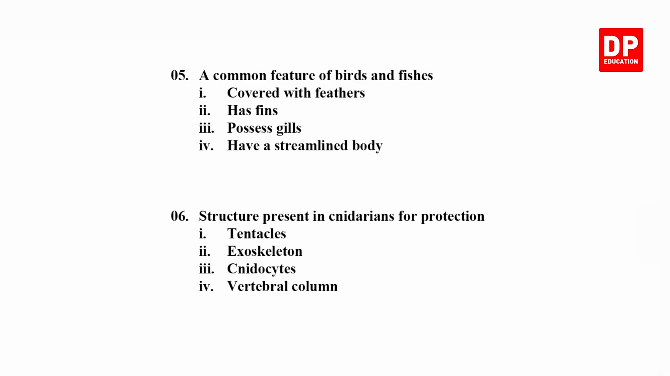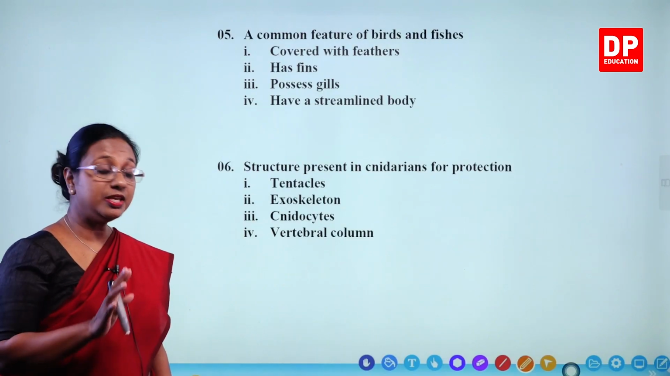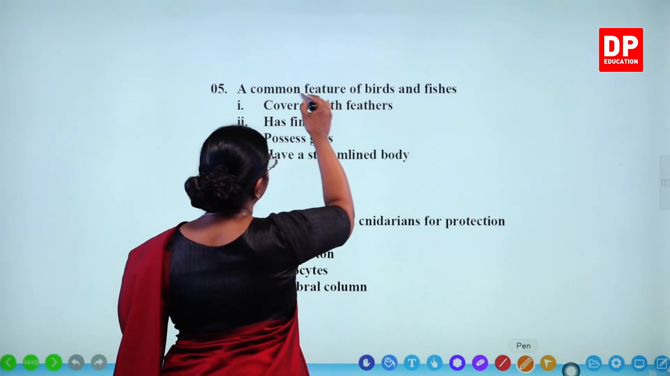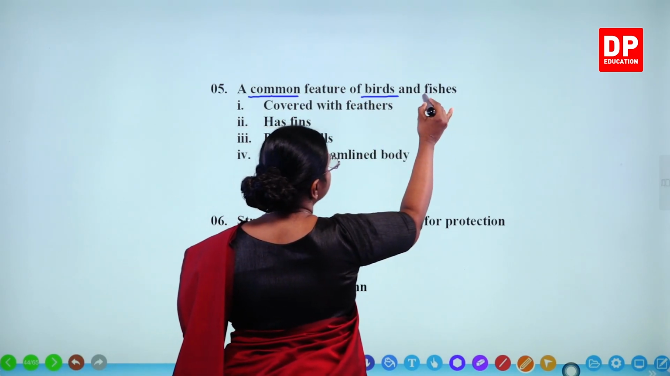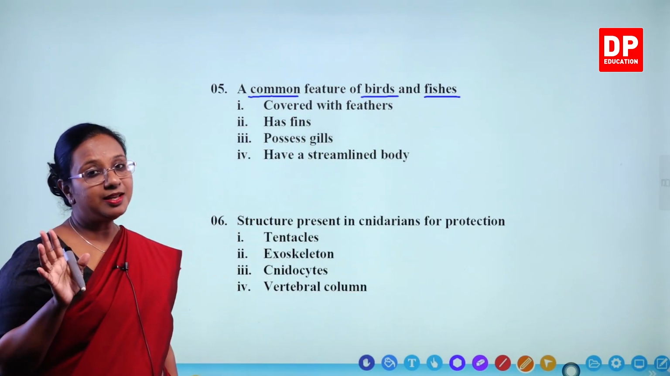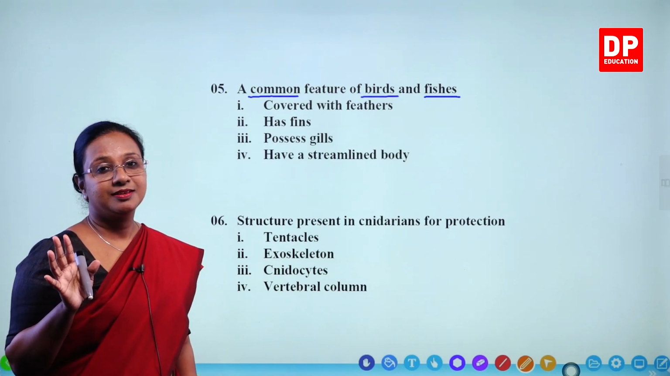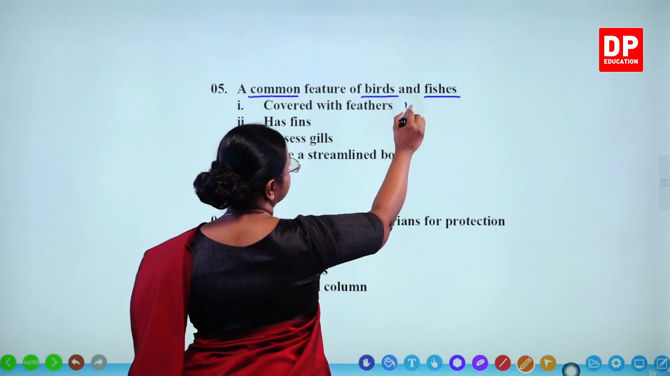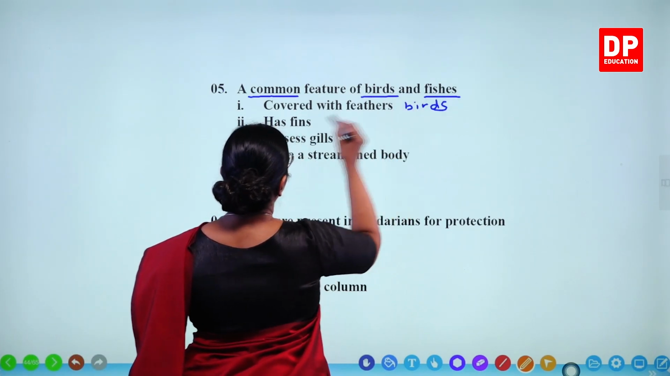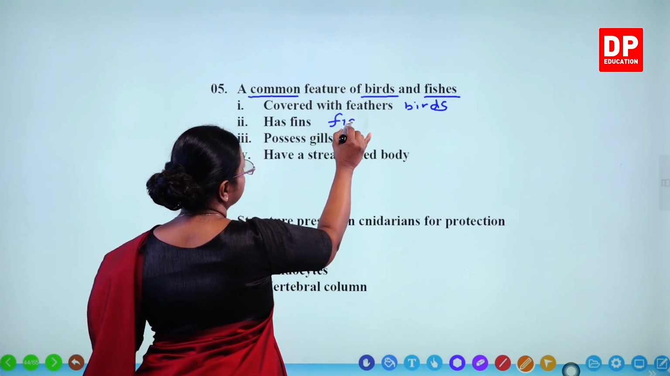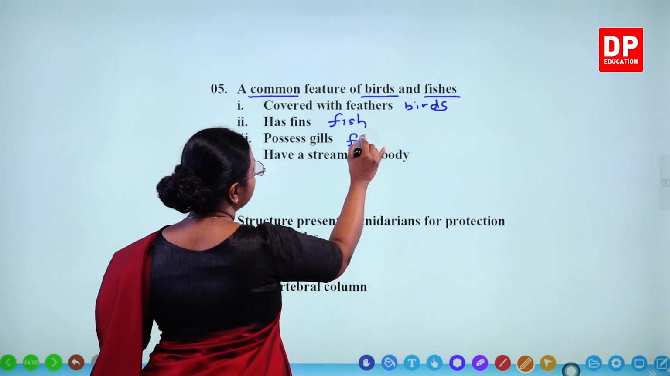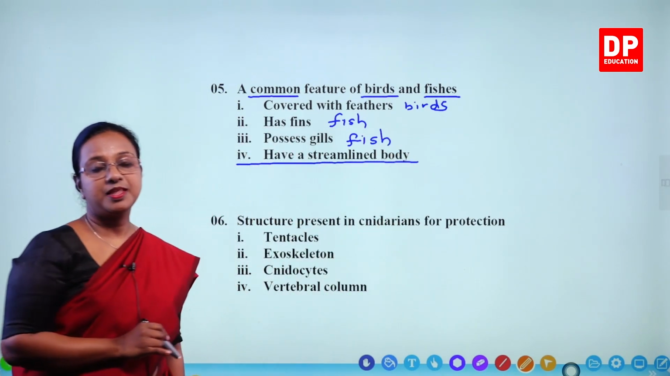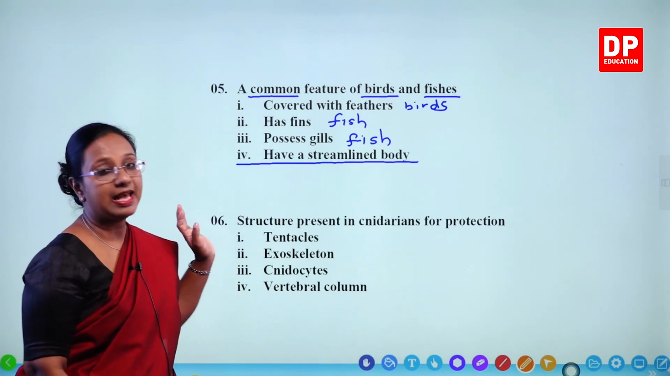A common feature of birds and fishes. So, here you have to look at the question. A common feature of birds and fishes. So, immediately you can relate the feature. Covered with feathers, that is only for birds. Has fins, only the fish. Possess gills, that also only fish. Have a streamlined body, that is for both birds and fishes.